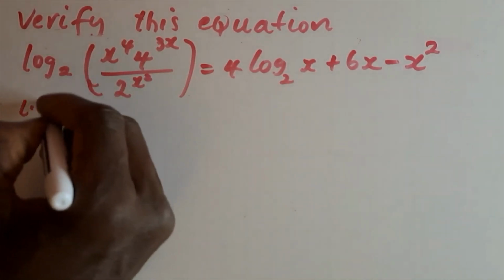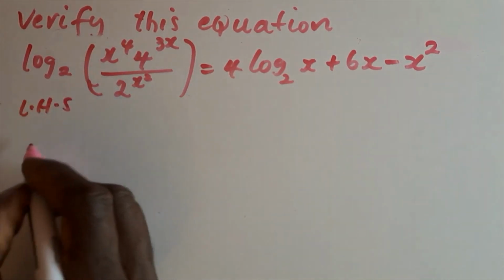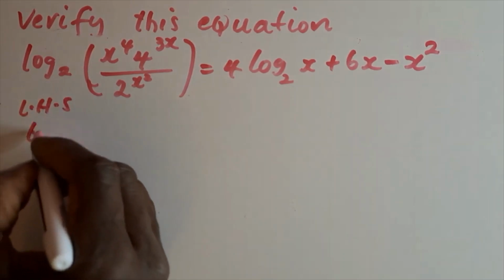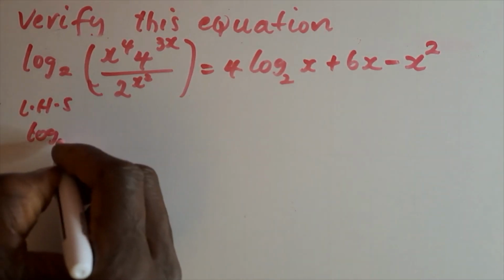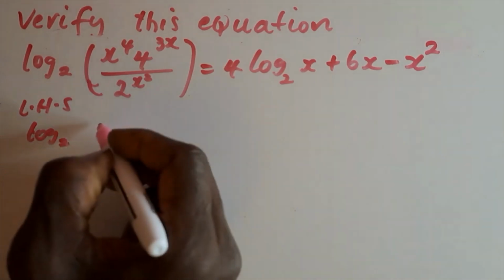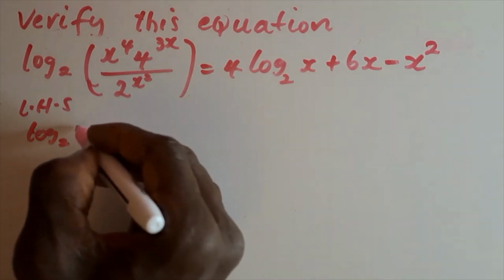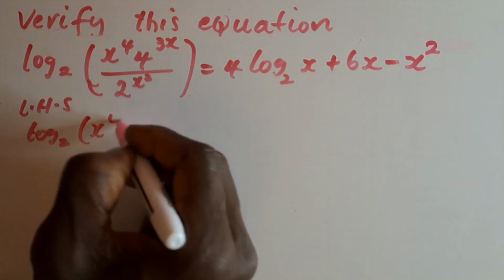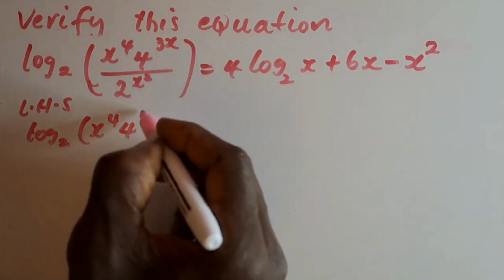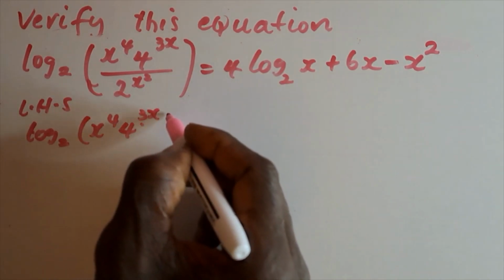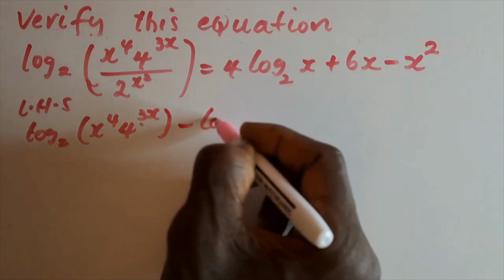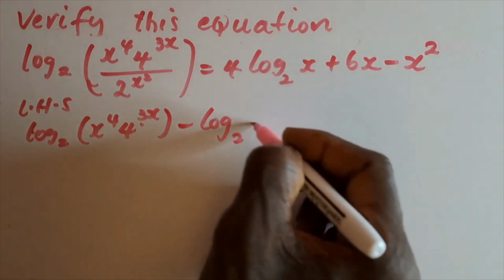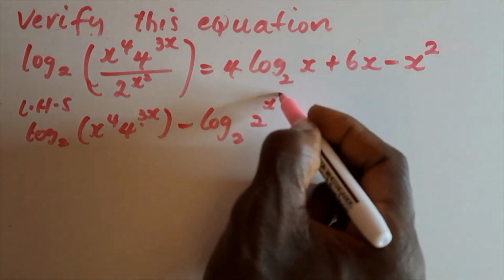So LHS, we have log to the base 2 of x to the fourth times 4 to the 3x, minus log to the base 2 of x squared.